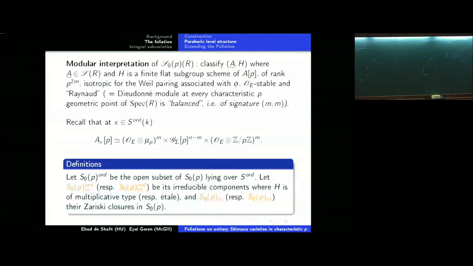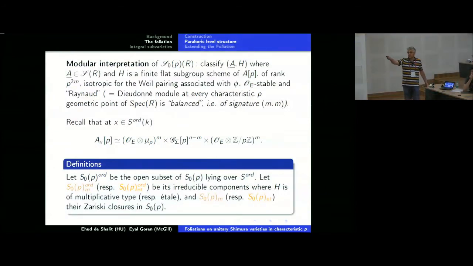And what is the modular interpretation of this S_0(p)? It classifies, very much like the classical X_0(p), tuples A as before, which I just write A underline, and H, a subgroup scheme H. H is a finite flat subgroup scheme of the kernel of p. It has rank p to the 2m.